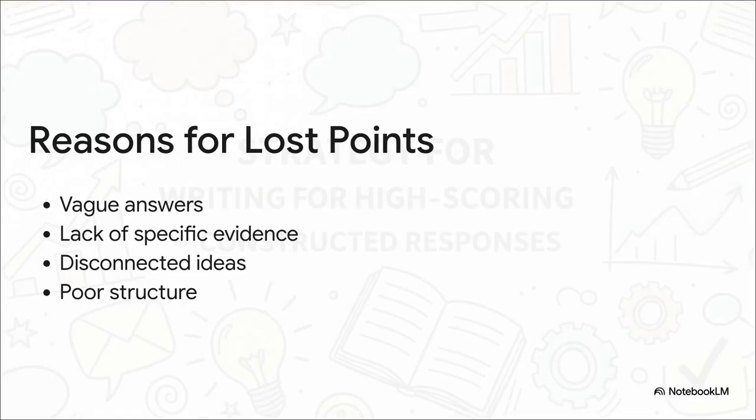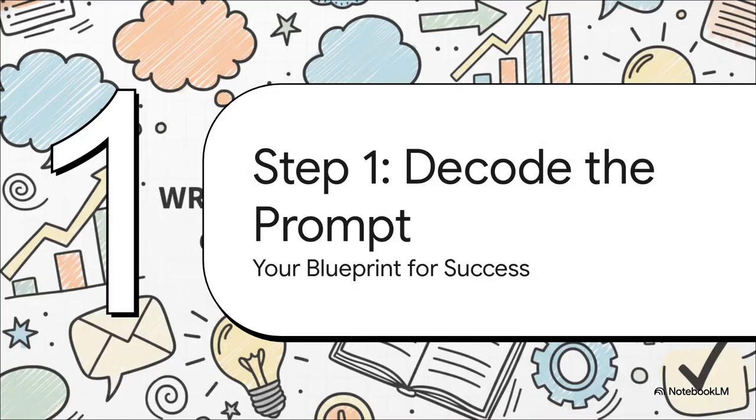Now, take a look at this list. At first glance, it looks like 4 separate problems, right? But here's the thing. They're all connected. Vague answers almost always lack specific evidence, and when your ideas feel disconnected, that's usually a dead giveaway for poor structure. These aren't 4 different issues. They're all symptoms of one single, bigger problem: not having a solid plan. And that's exactly where we're going to start.